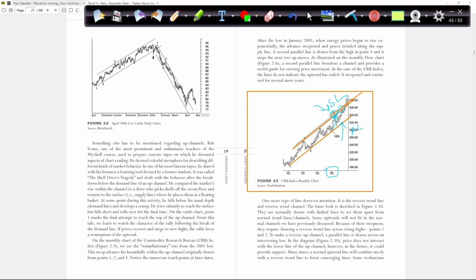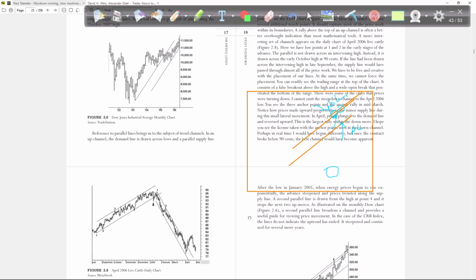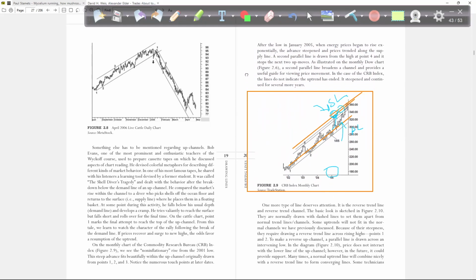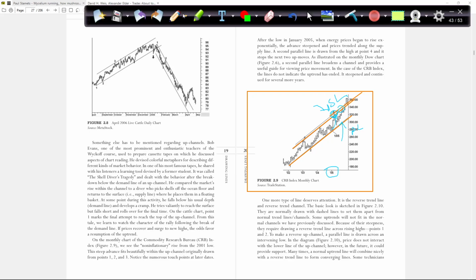figure 2.6. A second parallel line broadens a channel and provides a useful guide for viewing price movement. In the case of the CRB index, the lines do not indicate the uptrend has ended. It steepened and continued for several more years. Yep, it did. Indeed it was an uptrend.